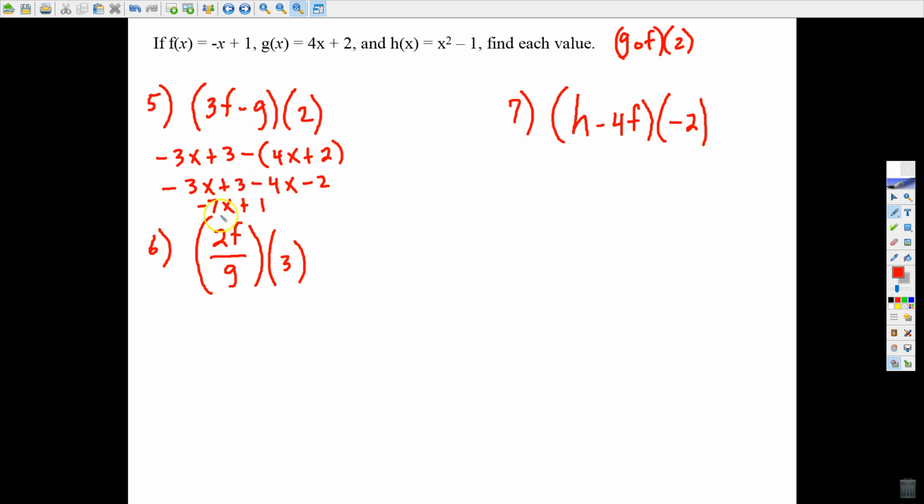Alright, so I'm going to let x become 2 and simplify. Negative 14 plus 1. So my answer for number 5 is negative 13.